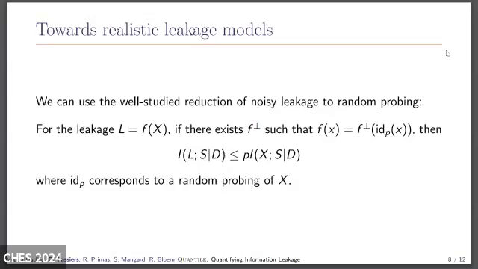And here we get a nice bound, which essentially says that we scale the mutual information that we have in our T threshold probing bound by the factor of P of this random probing. So this compounds well, and the bound can be carried out in a sort of tight way.